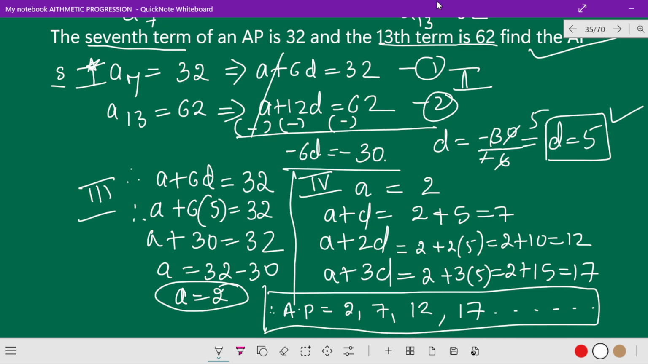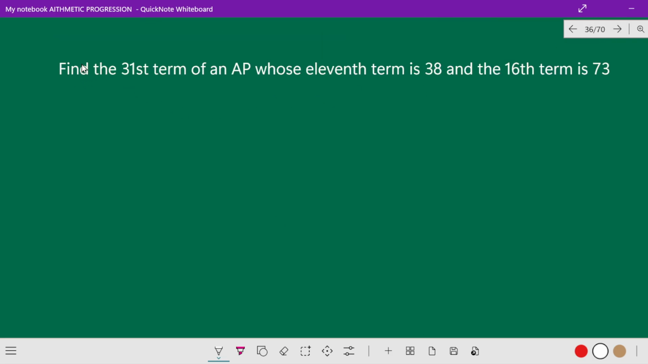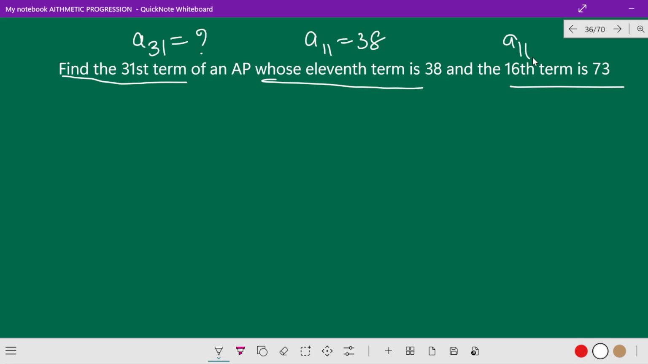Okay, next. We have the next question. Find the 31st term of an AP. Find the 31st term means you have to find A31, which is equal to how much? Whose 11th term is 38. 11th term means A11 is 38, and the 16th term is 73, so A16 is equal to 73. So this much only is given to us.